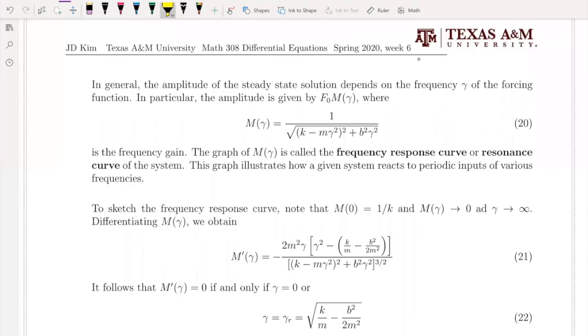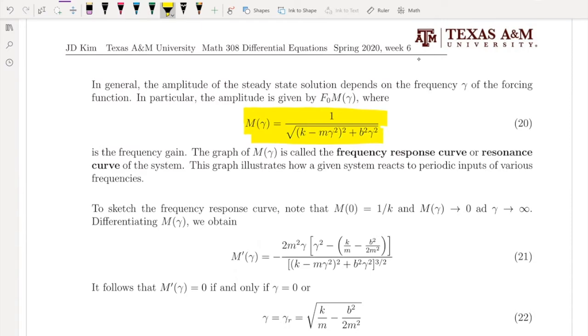Okay, let's keep talking about the periodic vibration model. As you just figured out, in the particular solution we have the amplitude with the external force, right? Which was 1 over the square root of (k minus m gamma squared) squared plus b squared gamma squared. That part we can define as M of gamma. That is exactly the frequency gain, or gain factor.